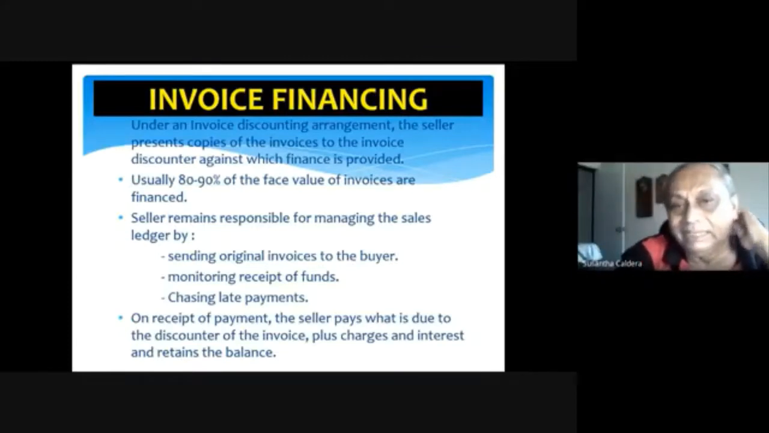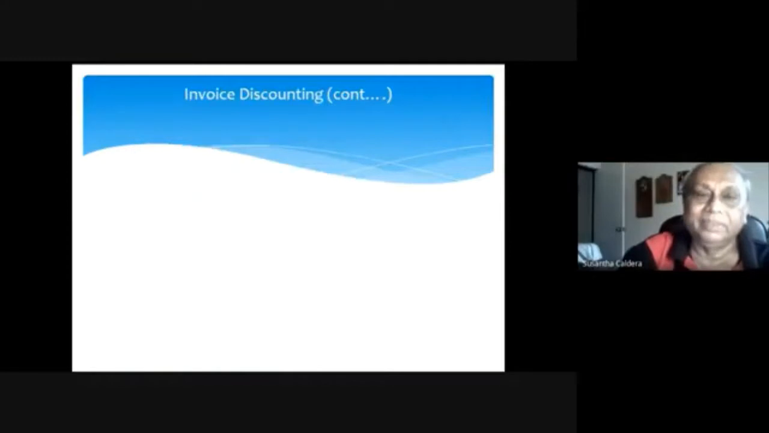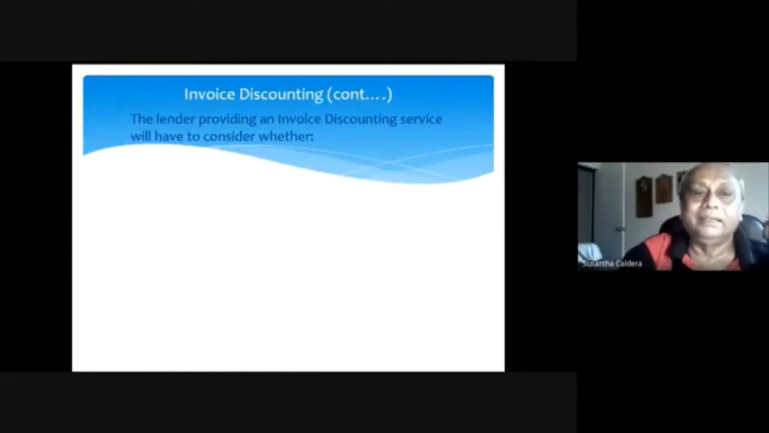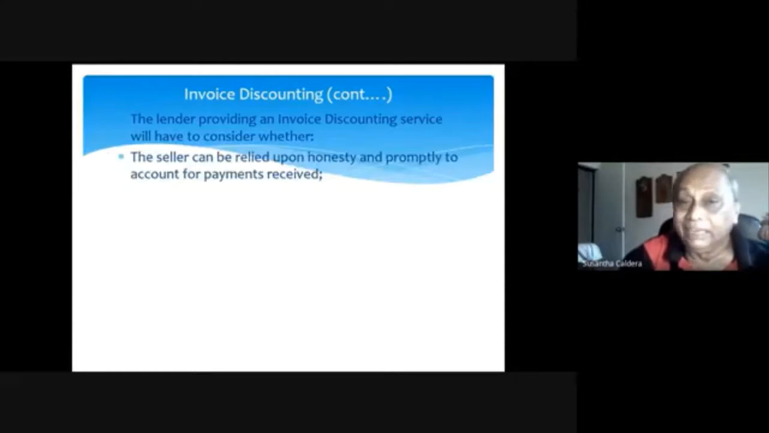But the sales ledger, managing of the sales ledger is a responsibility of the seller. The lender providing an invoice discounting service will have to consider whether the seller can be relied upon honestly and promptly to account for payment.